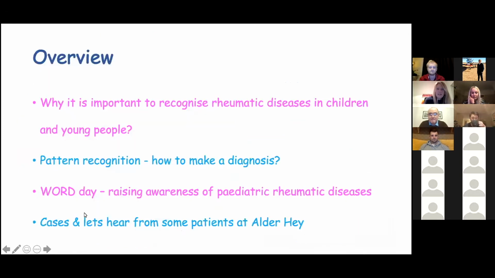So for today, we want to talk about why it's important to recognise rheumatic diseases in children and young people. We'll talk a bit about pattern recognition, so the different ways that patients that we see can present and how you can go about making a diagnosis. I'll tell you a bit more about World Day and why we think it's important to raise awareness, and why our patients think it's really important that we raise awareness of paediatric rheumatic diseases. And then we'll have a small break for some questions, and then Gavin will take over and talk through some cases.